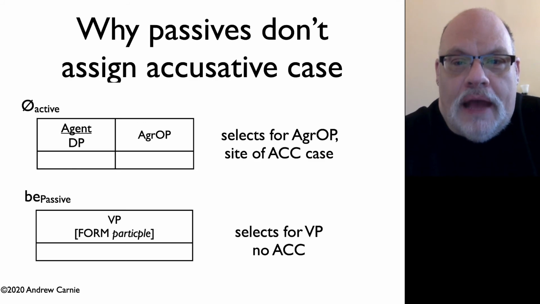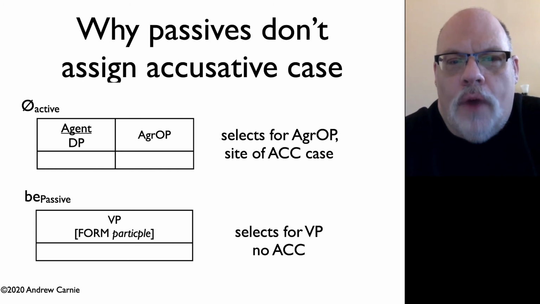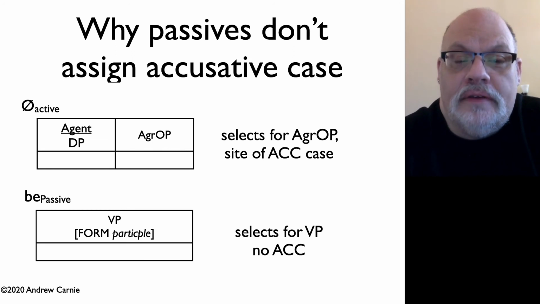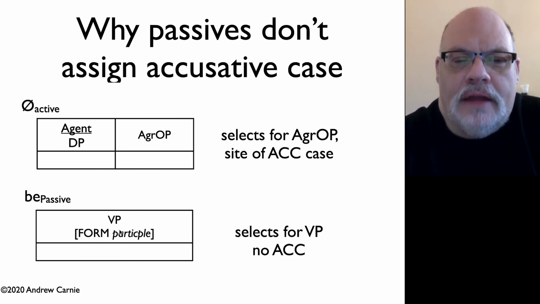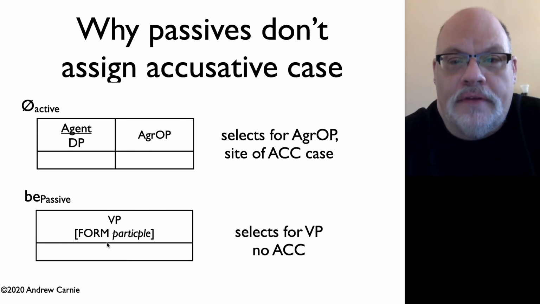Okay, now let's talk about passives. We actually now have a much better explanation for why passives can't assign accusative case. In our old analysis, what we used to do was say that the passive verb form selected for a verb phrase that was minus accusative. That was what we call an ad hoc solution. It was stipulative. We simply said that the forms of the passive require that the verb phrase have this minus accusative feature. But there's a much more straightforward analysis if we propose AgrOP.